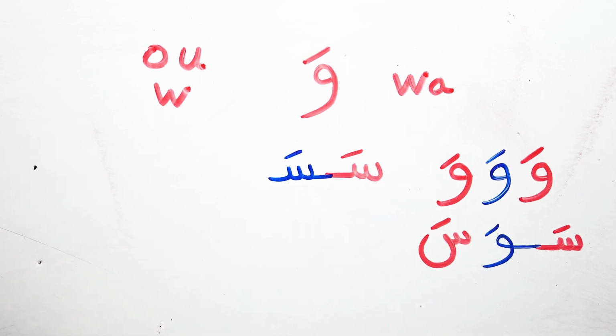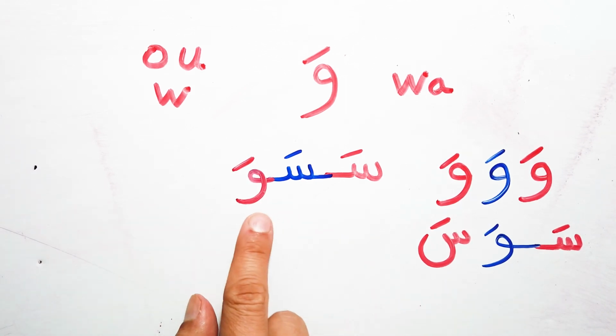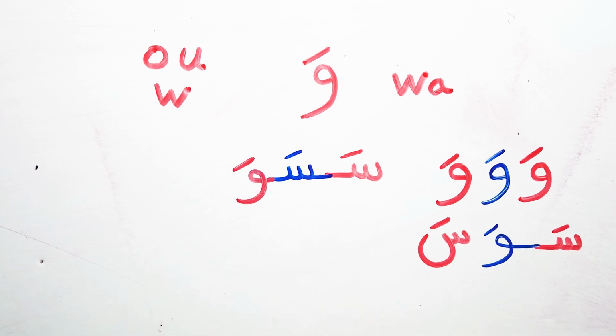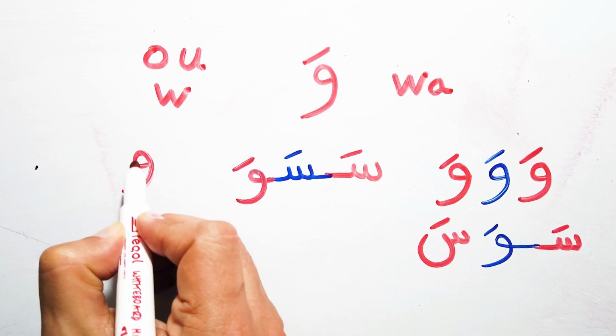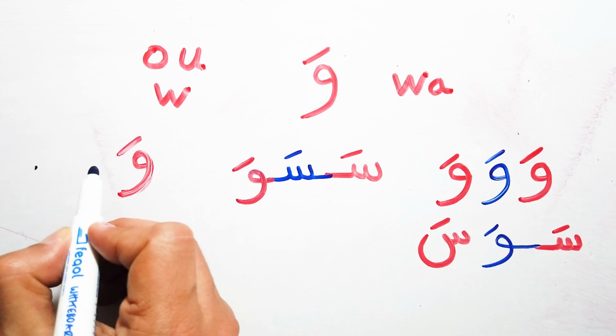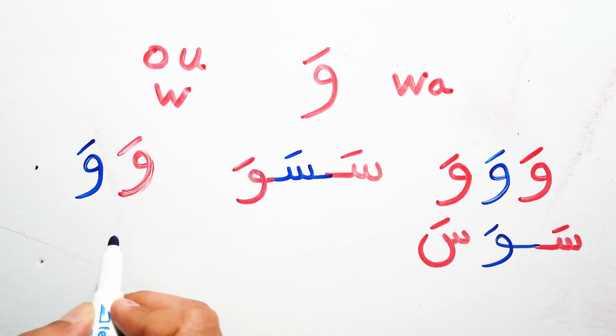Sa, sa, sa. And then let's add wa. The shape of wa at the end of the word can be like this when the previous letter is a normal letter. So now, to conclude, the shapes of wa. Wa in the beginning of the word is always like this, like here. Wa in the middle of the word can be like this, like here, or like this.